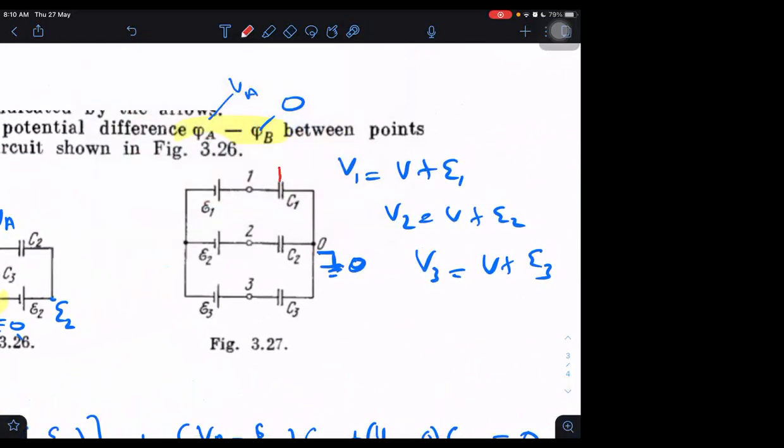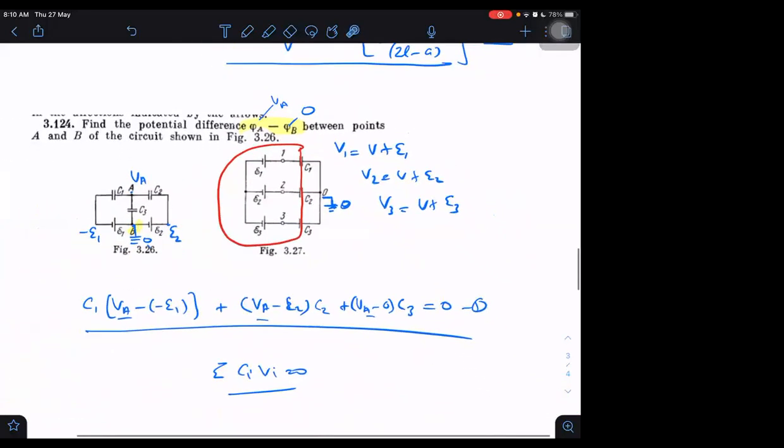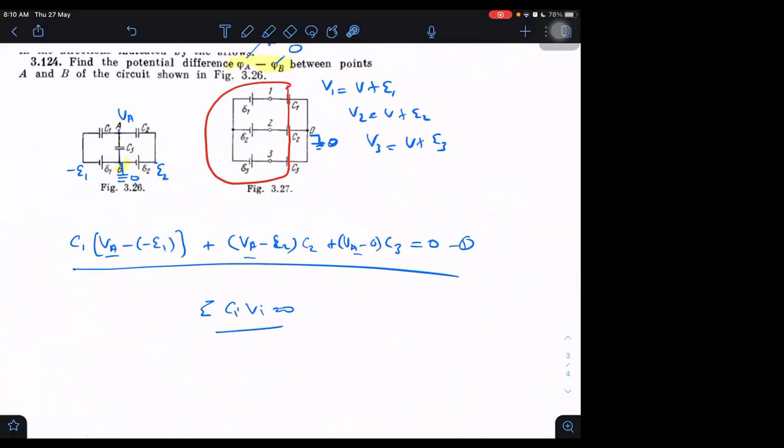See, if I take a loop here going in between the capacitors, then this loop is not touching any wire. No wire is crossing this loop. If no wire is crossing this loop, then the charge cannot enter in this, right? Net charge will be 0 in this. That's why I can write this. What is Vi referring to? Vi is not V1, V2, V3. Vi is referring to the potential difference across C1, and that is actually V1 only.